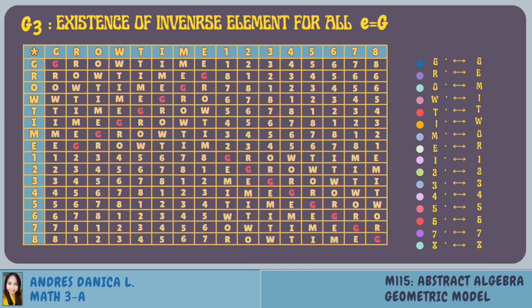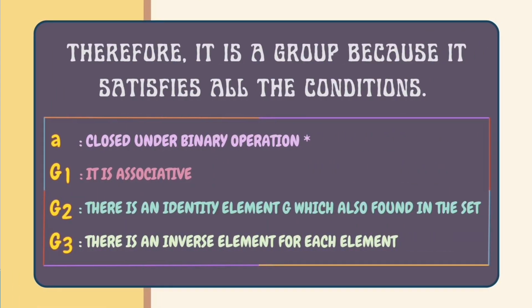Next is 1 inverse is equal to 1. Next is 2 inverse is equal to 2. Next is 3 inverse is equal to 3. Next is 4 inverse is equal to 4. Next is 5 inverse is equal to 5. Next is 6 inverse is equal to 6. Next is 7 inverse is equal to 7. And lastly, 8 inverse is equal to 8.